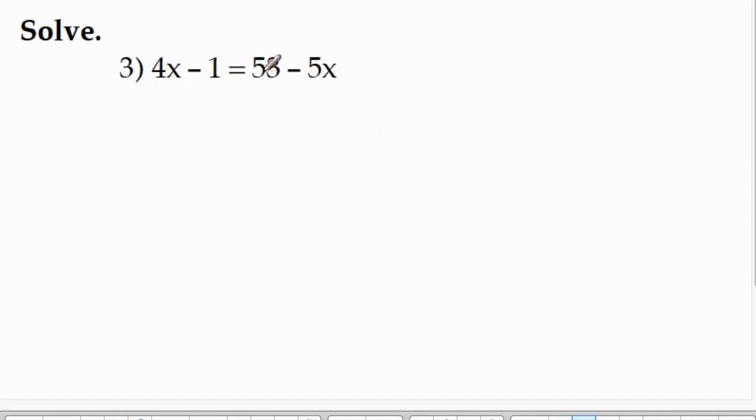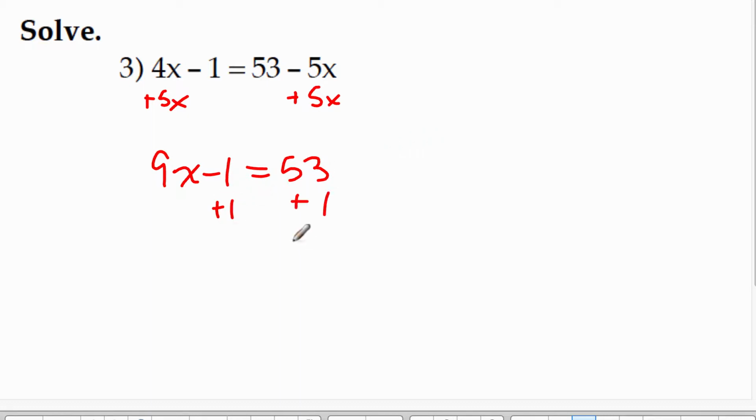Question 3. I have to solve the equation, so I need to get x's on one side because it's a linear equation, numbers on the other side. So I'm going to add 5x on this side. If I do it there, I have to do it on that side of the equal sign too. So now I have 9x minus 1 equals 53. I want to get numbers on this side, so I'm going to add 1 on this side. If I do it there, I have to add it there too. So now I have 9x is equal to 54.